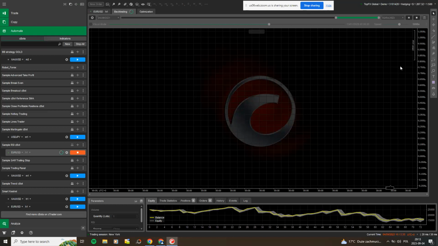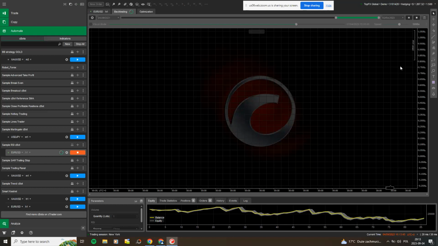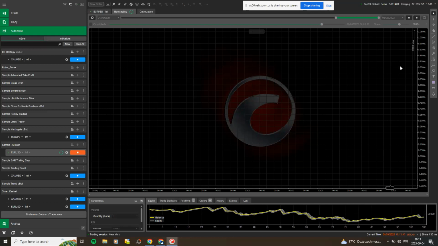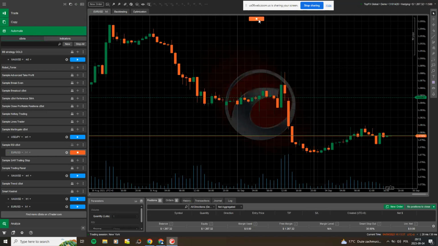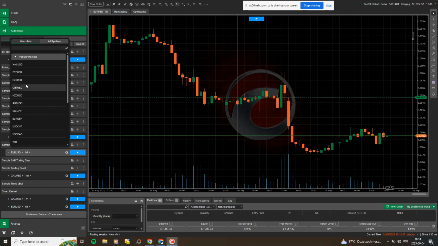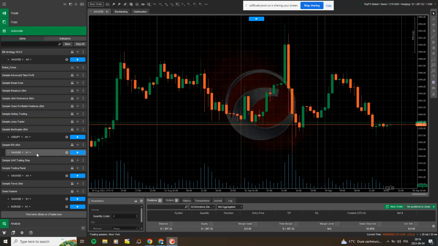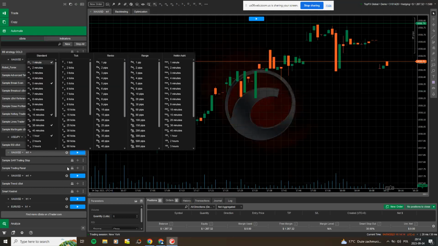As you can see, the drawdown is very big. We are moving lower and lower on the Euro Dollar, and I'm wondering what the result will be. Minus 37%. So this strategy with these settings is not good at all. Let's stop it and switch to a different market, let's say gold. This is the spot gold market, 1 hour time frame chart. Let's do it on the 1 minute time frame chart.